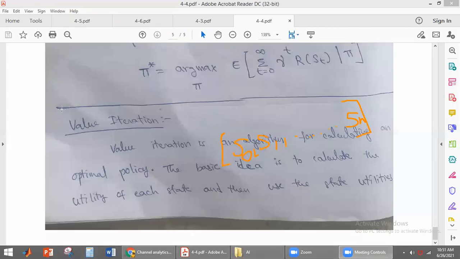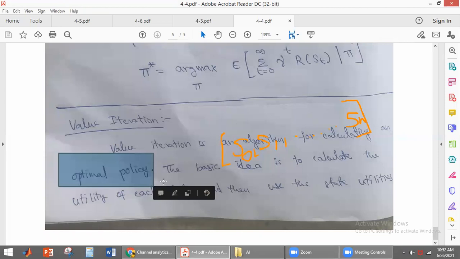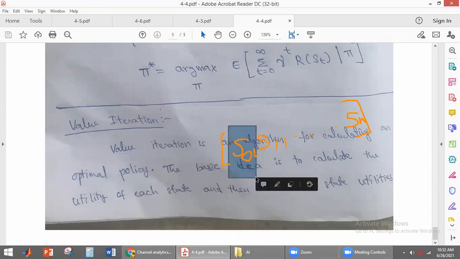So here, this is the algorithm. Value iteration is the algorithm for calculating optimal policy. So we know, how do you find out optimal policy? The optimal policy depends on the utility of states. So the agent will be preferring the states based on utility values, whichever state is having the highest utility value.